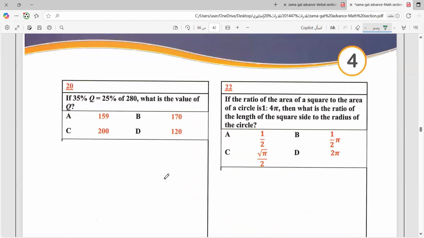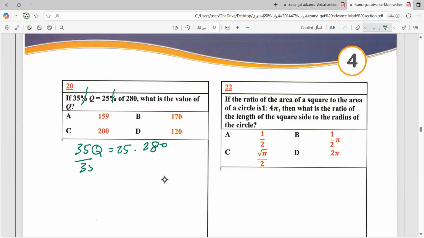If 35% of Q equals 25% of 280, what is the value of Q? So 35% equals 25% of 280. First, you cancel percentage with percentage. So 35 Q equals 25 times 280.